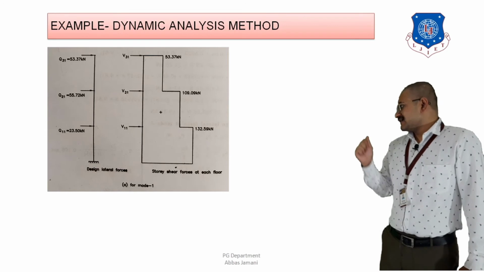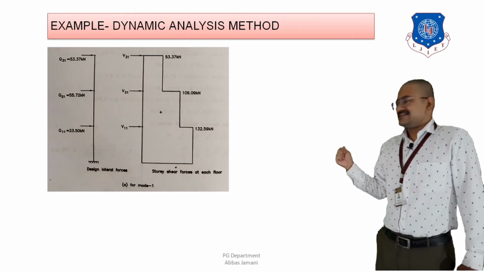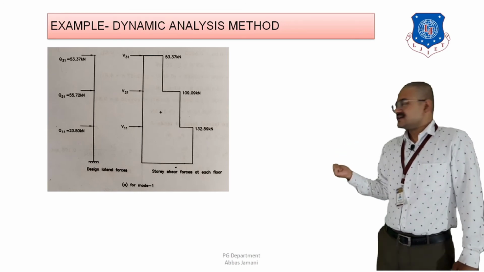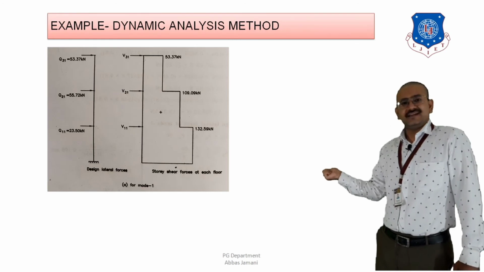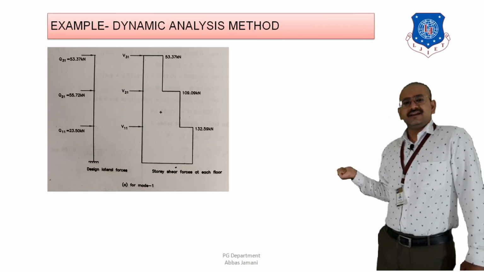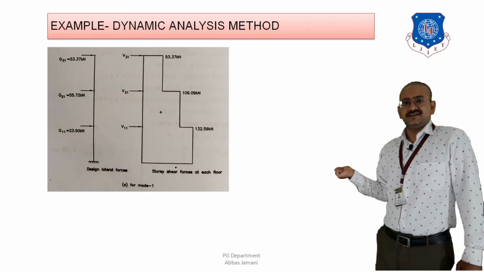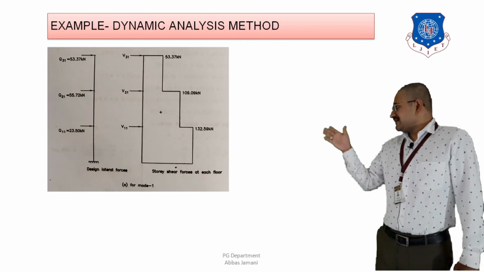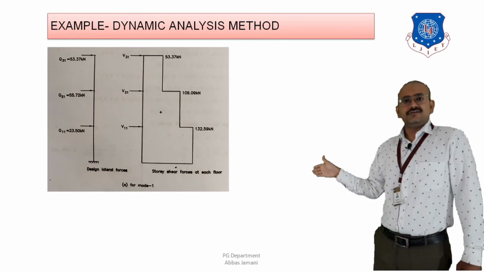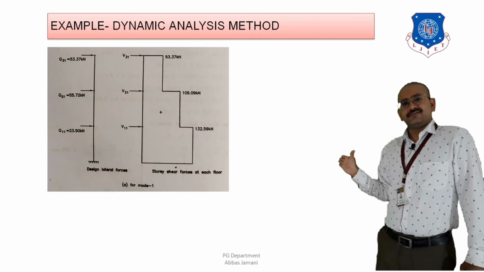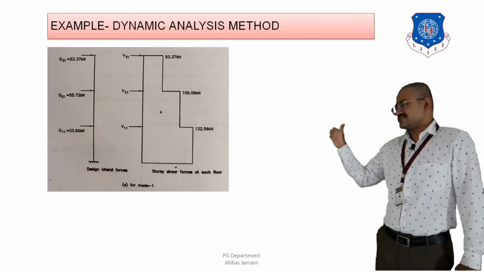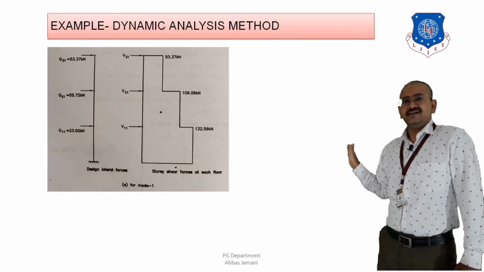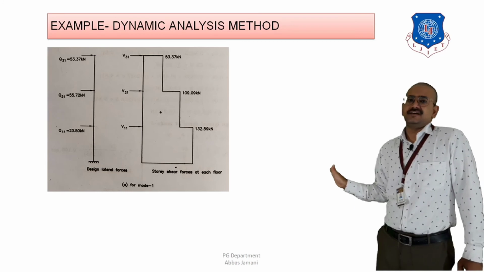And lastly, once all this calculation has been done, we can draw these two diagrams, where on the left hand side the diagram of design lateral forces is shown, and correspondingly the diagram of story shear for each floor is shown. As we have seen, once the values of lateral forces are available, the diagram of story shear can be drawn easily. What is to be done is that cumulative sum has to be done, and at the base the highest value of story shear will be available to us.